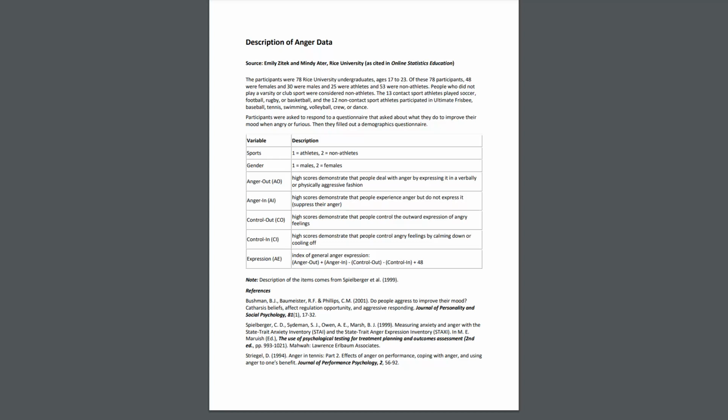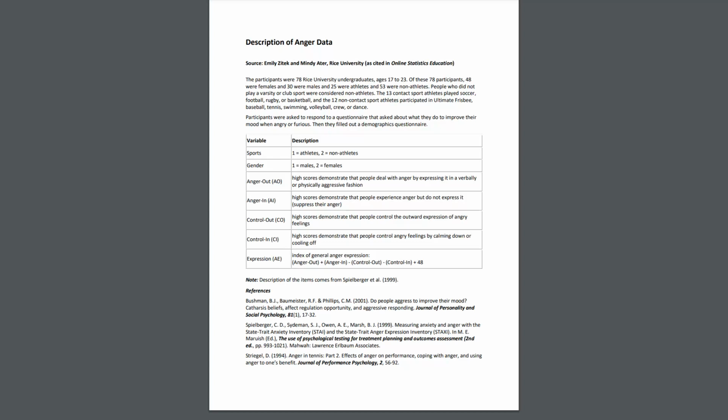The 13 contact sport athletes played soccer, football, rugby, or basketball, and the 12 non-contact sport athletes participated in ultimate frisbee, baseball, tennis, swimming, volleyball, crew, or dance. Participants were asked to respond to a questionnaire that asked about what they do to improve their mood when angry or furious. Then they filled out a demographics questionnaire.